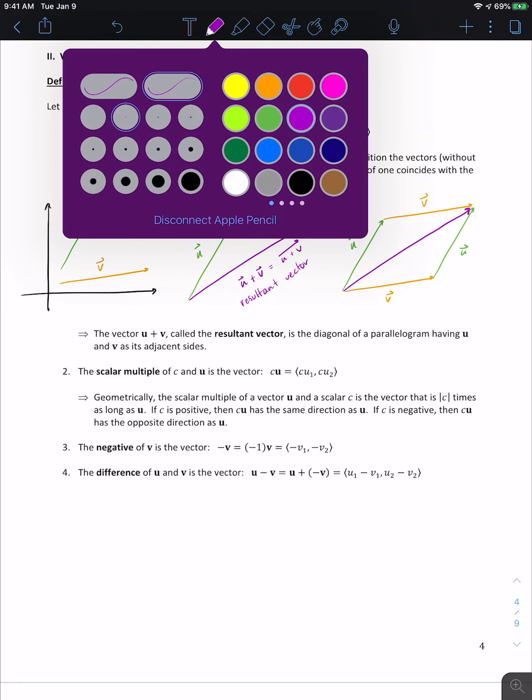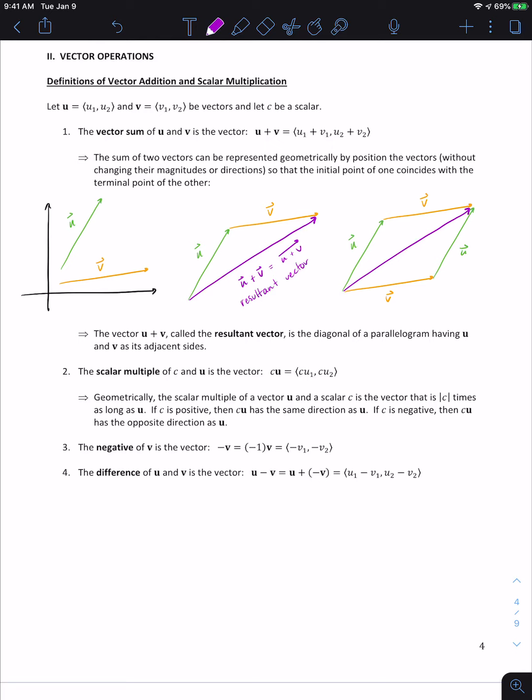And so the point of this is to say that resultant vector, or that sum vector, is just going to be the diagonal of a parallelogram having u and v as its adjacent sides. Right? So this guy right here is a parallelogram.